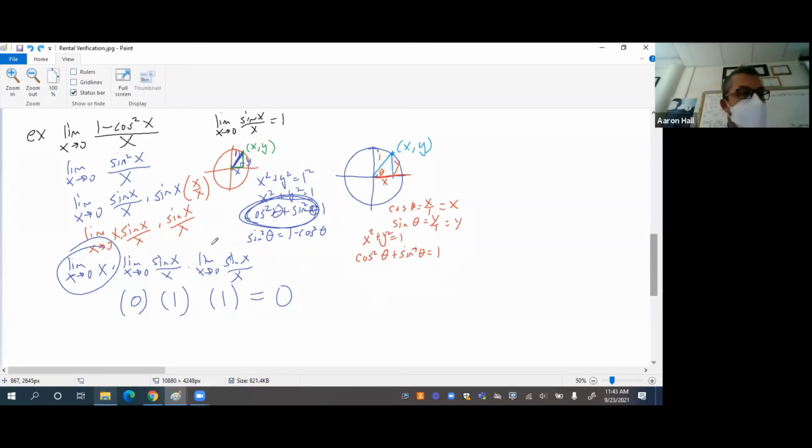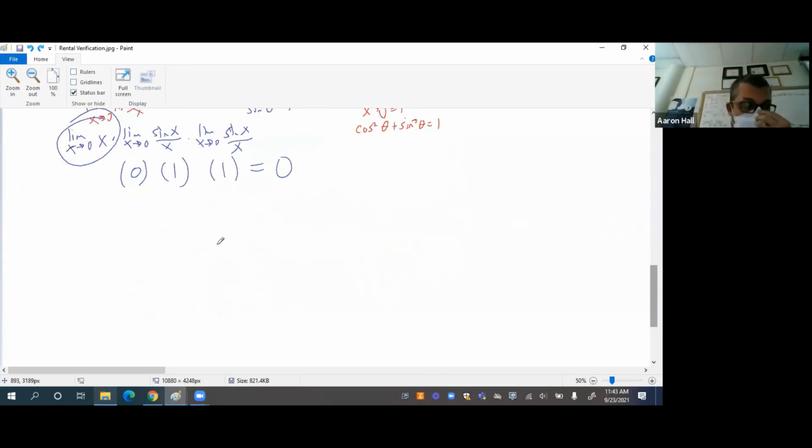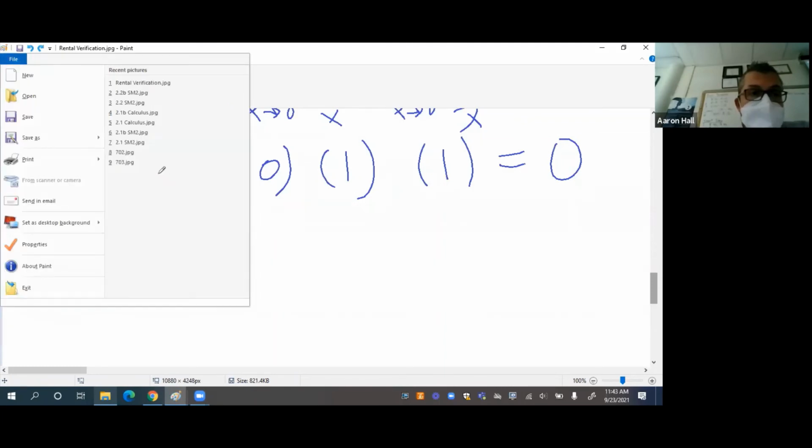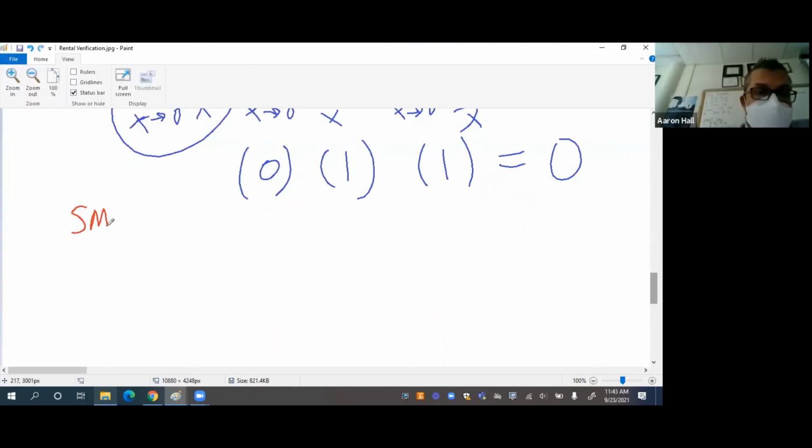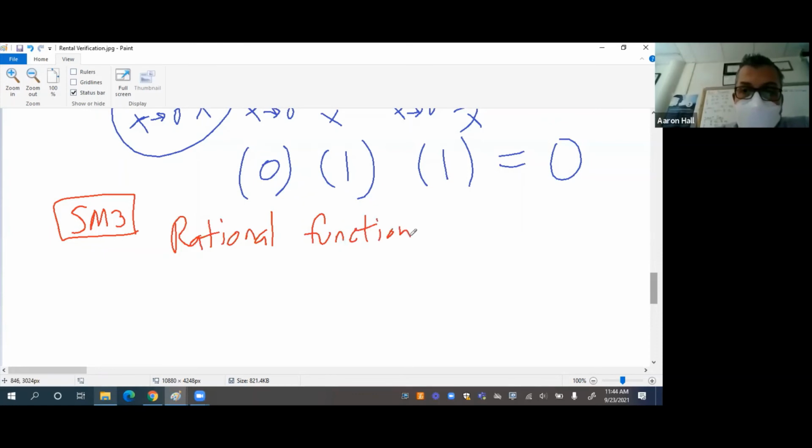What if we have something like, I want to look at 3 different possibilities. This is also another secondary math 3 idea. Now, we're talking about rational functions. What's a rational function defined as? It's defined as a polynomial divided by a polynomial. That's the definition of a rational function, whenever we have a polynomial divided by a polynomial.